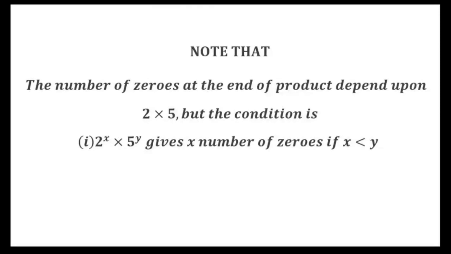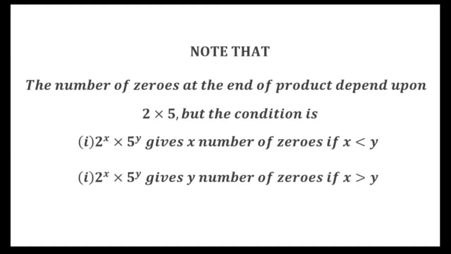First, 2 to the power x into 5 to the power y gives x zeros if x is less than y. Another: 2 to the power x into 5 to the power y gives y zeros if x is greater than y. So remember these two conditions.